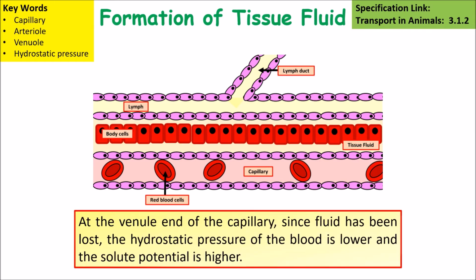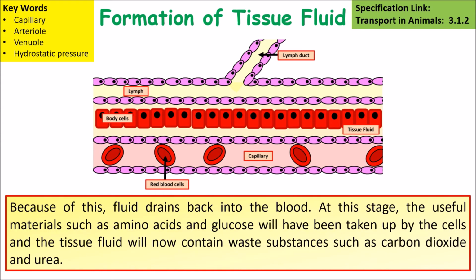At the venule end, the opposite end of the capillary, since the fluid has been lost, the hydrostatic pressure of the blood is lower, so the solute potential is higher. Because of this, fluid drains back into the blood. At this stage, the useful materials such as amino acids and glucose will have been taken up by the cells, and the waste products such as carbon dioxide and urea will have entered the tissue fluid before it then moves back into the blood.